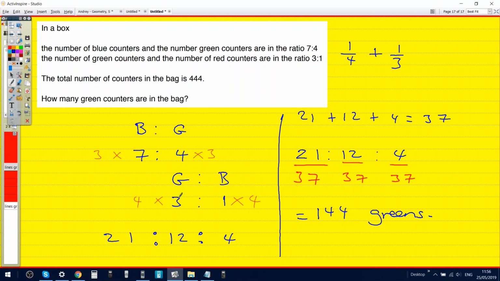So it's like adding fractions. Just get them to have a thing in common, and then you can just merge them together. Any questions there?